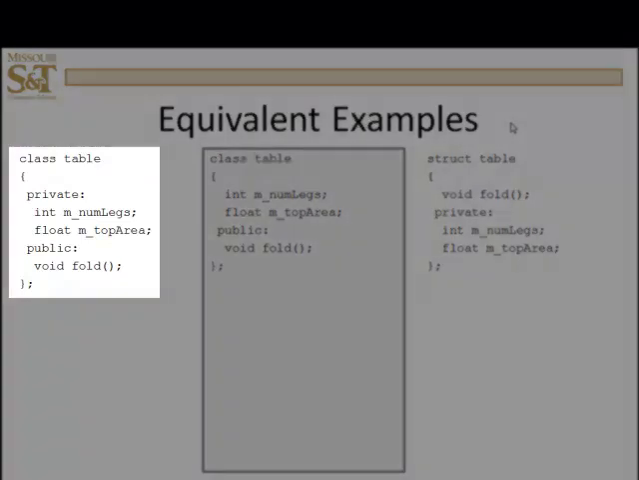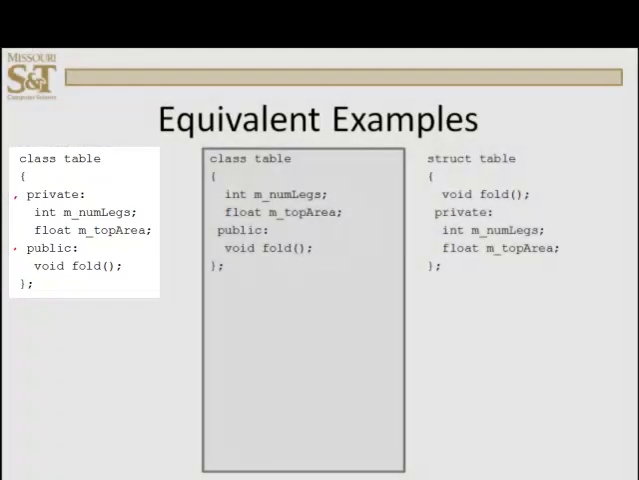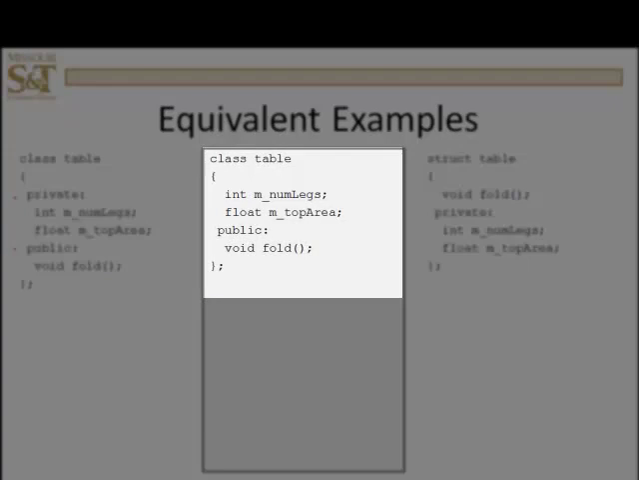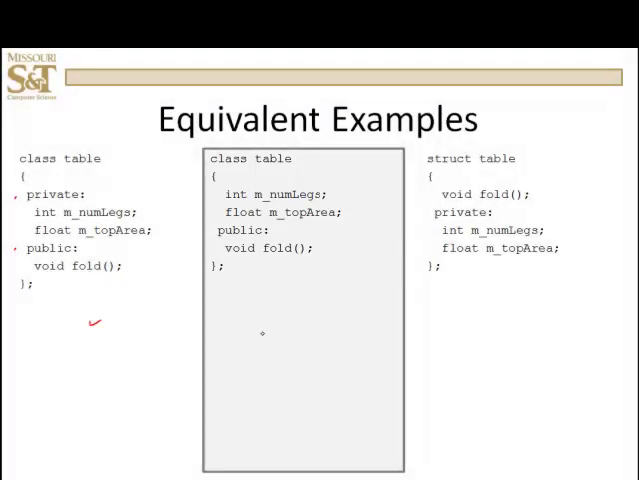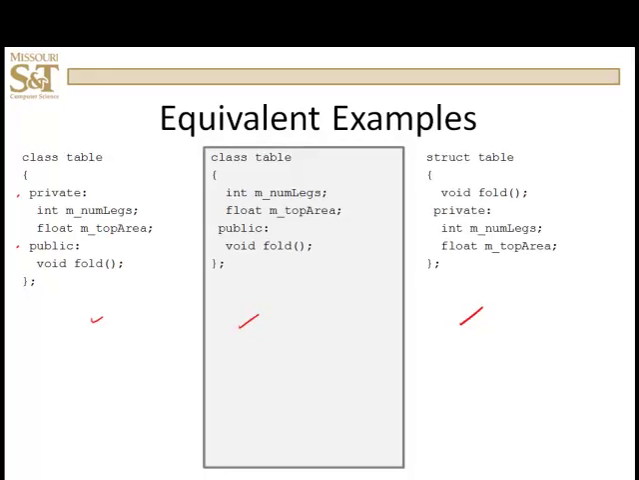Another example, suppose we have a class of table items. Notice that on the left I have private and public. So I have fold, a function in the public section, and an int and a float, num legs and top area, in the private section. Look in the middle box here. Notice that num legs and top area don't have a designation as being public or private. So what are they? They default to private. And, of course, fold is still in public. So this version and this version are identical. And that's going to be identical to struct Table, where fold is not designated as being either public or private. By default, it's public. It's identical to the other two.